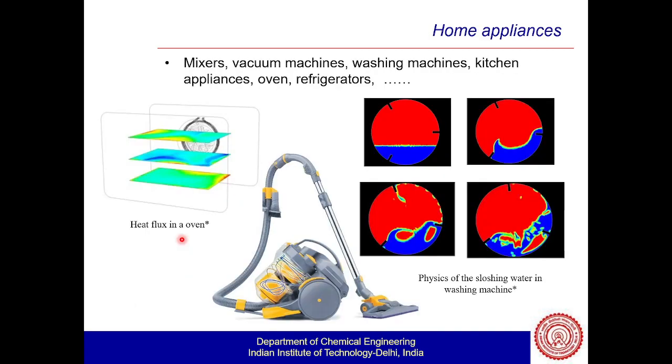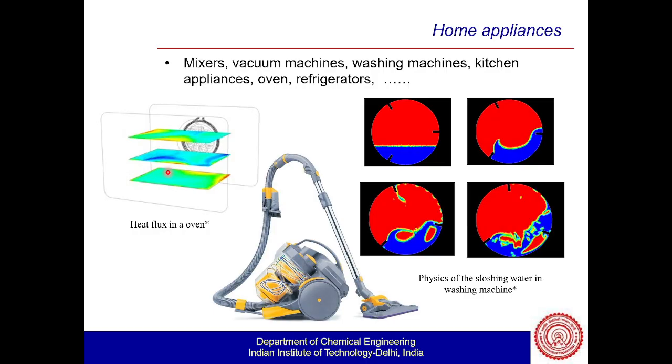And then going to mixers, vacuum machines, washing machines, kitchen appliances, ovens, and refrigerators. Typically in an oven, you can see how your food is getting cooked. One of the things you can see is that there's a heat and reaction transport problem. Okay, so heat transfer is there. Along with that, there is a reaction which is happening.